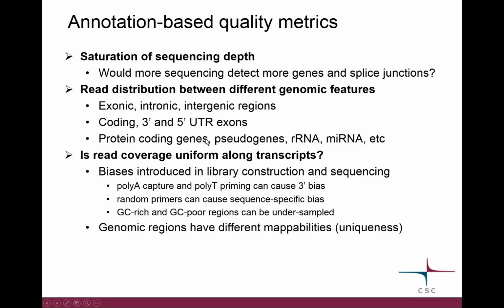We also check if the read coverage is uniform along the transcripts, and it often is not super uniform because, like I mentioned with the FastQC plots, the random primers in the library preparation process can cause some bias to the uniformity of the coverage, and well, poly A capture and poly T priming do so too. And different genomic regions have different mappabilities because they are more or less unique. So for example, if there are repeated sequences, they are a bit trickier to map to.